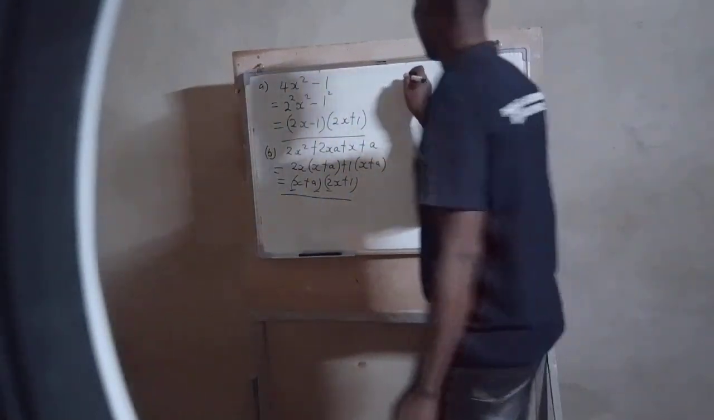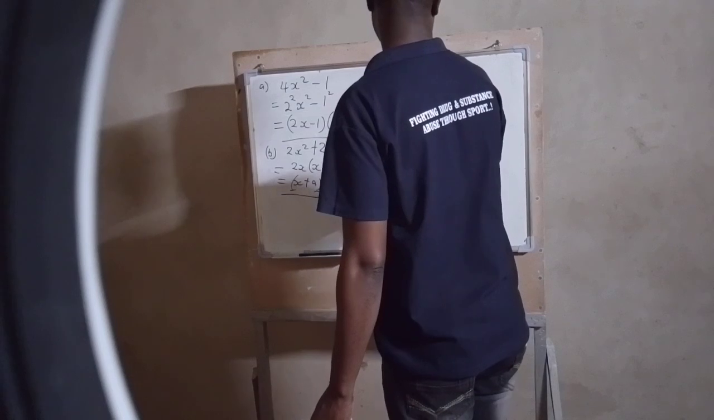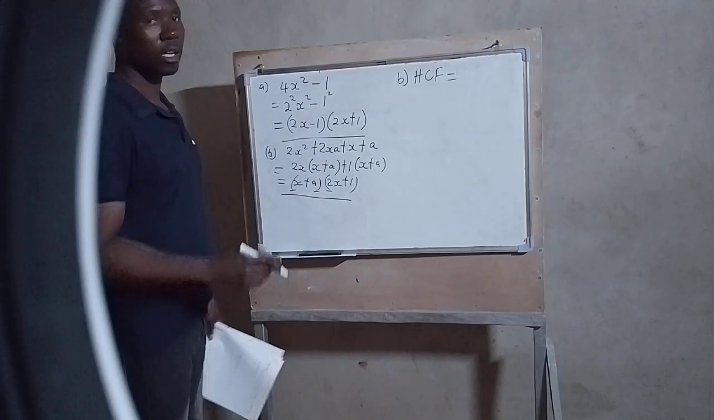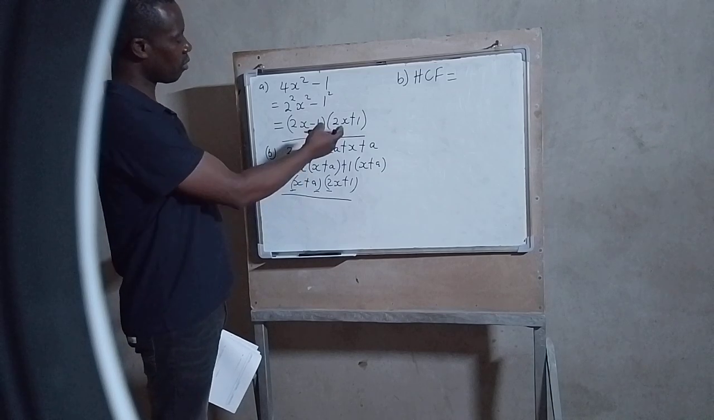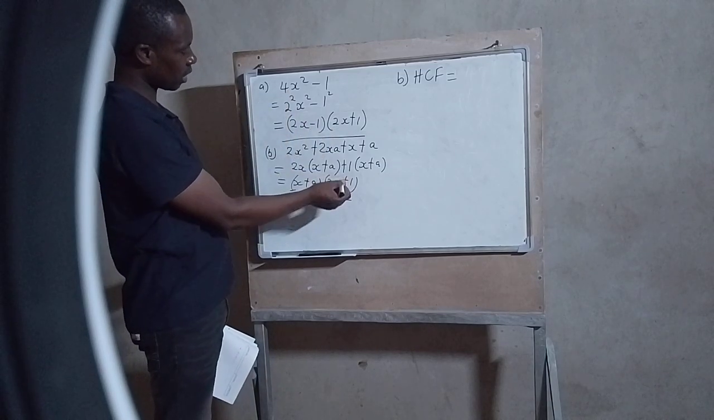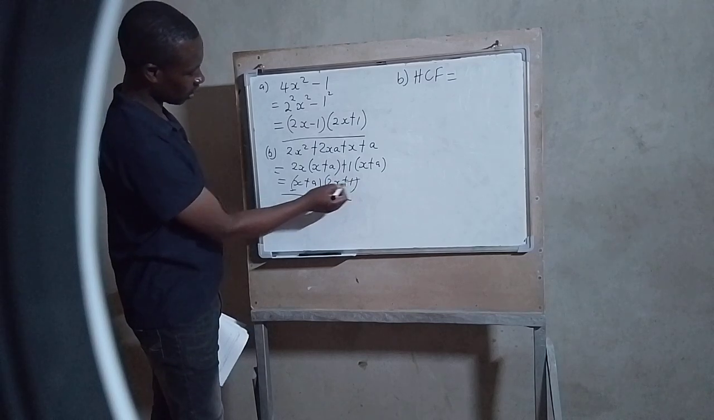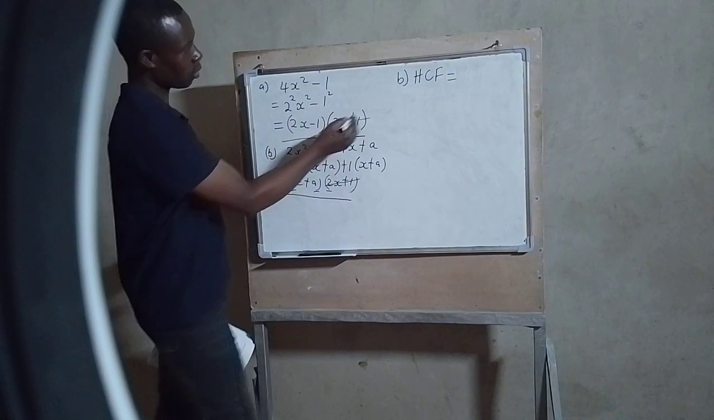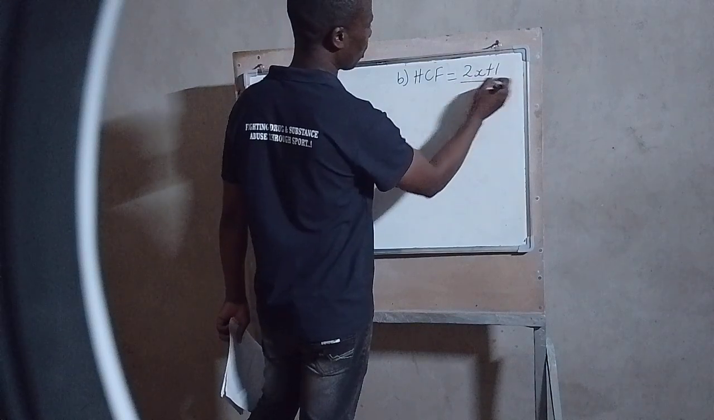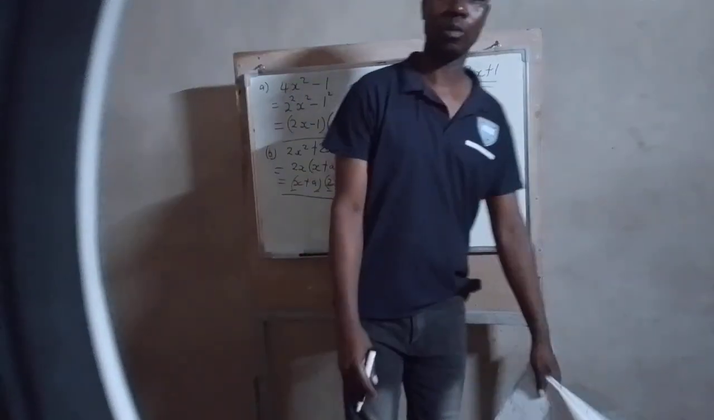Now for HCF, this is the highest common factor. We look for the common factor of 4x squared minus 1 in this expression, and automatically we are seeing that 2x plus 1 is common. So this becomes the highest common factor. So the highest common factor is 2x plus 1.